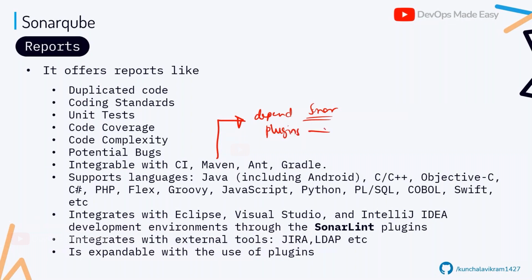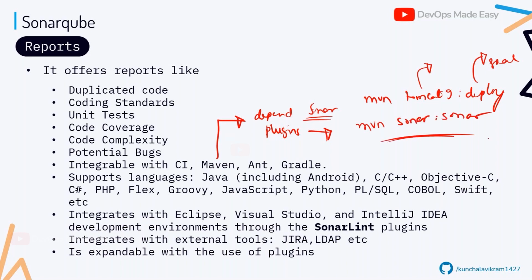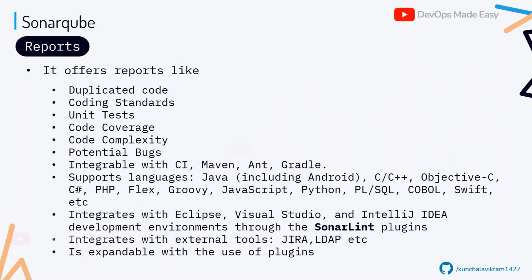If you remember, for Tomcat deployment we use this, right? Tomcat 9 colon deploy. Basically, this is your plugin, and this is your goal. Similarly, for Sonar, we can have something like sonar colon sonar. This is also a command used for SonarQube scanning, and it is not the default one. It came because we have some dependencies and plugins installed. That means we integrated SonarQube with Maven.